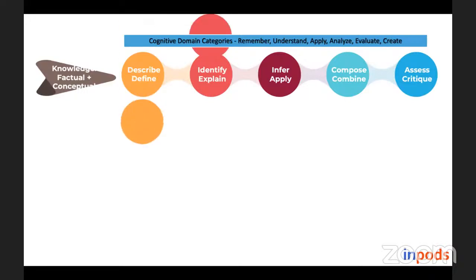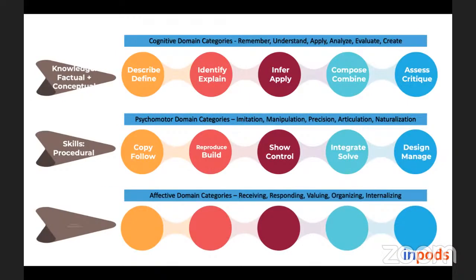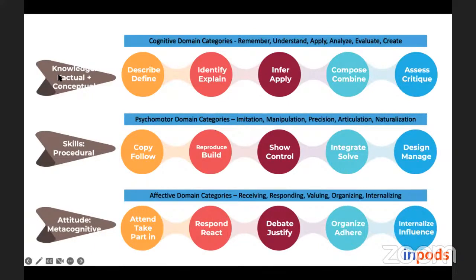So coming back to our central idea of how to expect the students to go from lower to higher order of their skills. These are the four knowledge dimensions: factual, conceptual, procedural, metacognitive. And we were discussing earlier that we can expect the student to be able to describe, define, identify, explain, and then progressively we take them to compose, combine, assess, and critique. Right, we're taking them to higher order thinking skills.